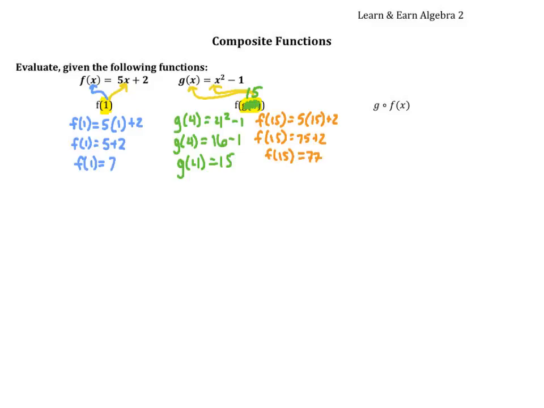So that means my whole answer, which was f of g of 4, after I did all the math, I got the answer of 77.